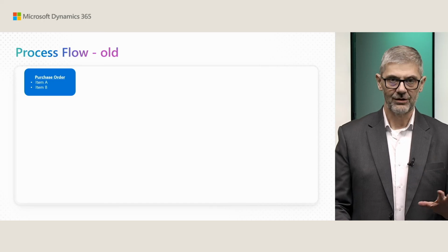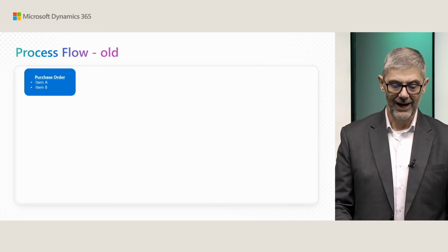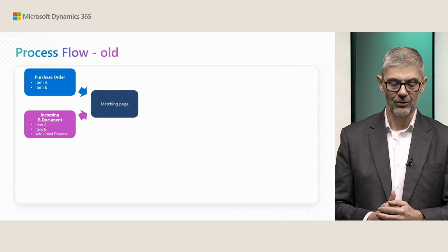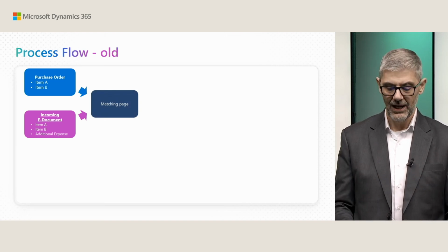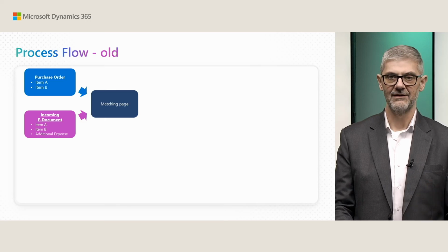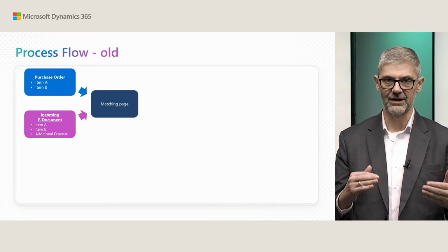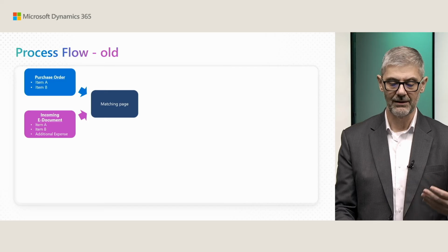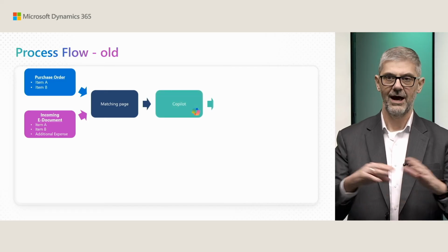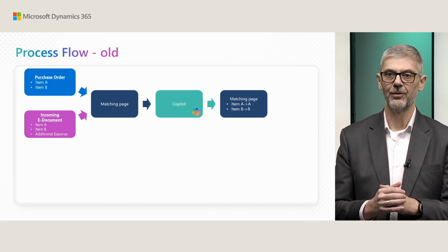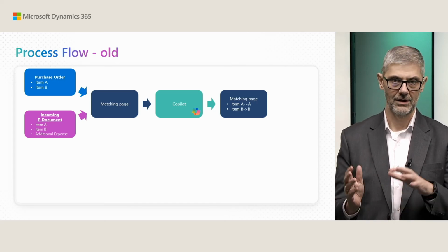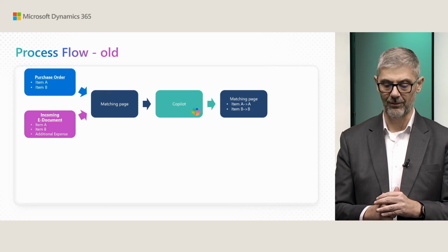We had a purchase order, as I mentioned, with, for example, 2 items, and then we got an incoming document with 2 items. For now, just look at these 2 items. We maybe had different expressions, different descriptions, but when we run the matching page and Copilot, everything was matched, a perfect case, and we could post our electronic invoice to the purchase order without any problem.